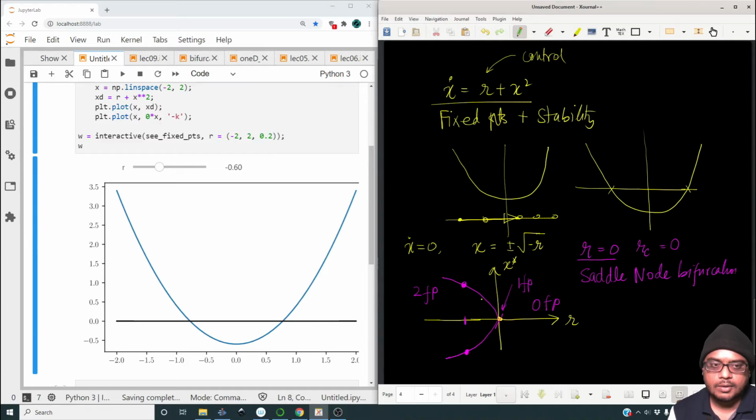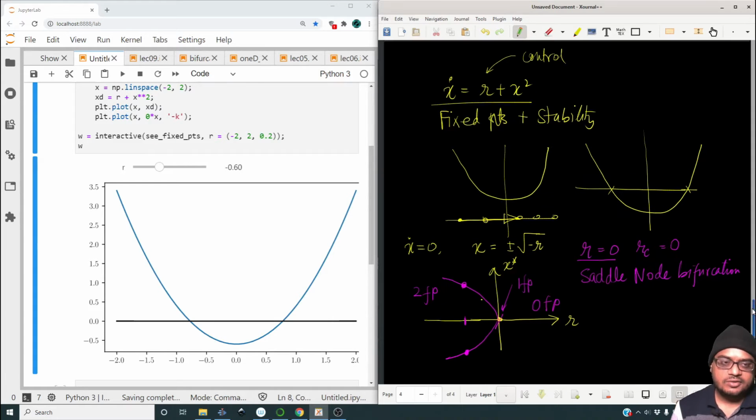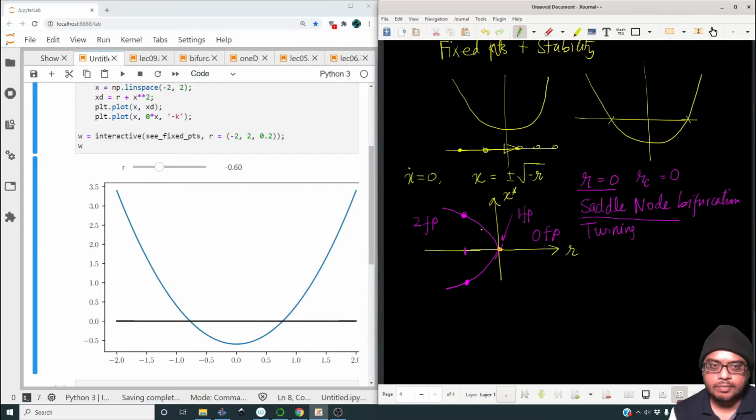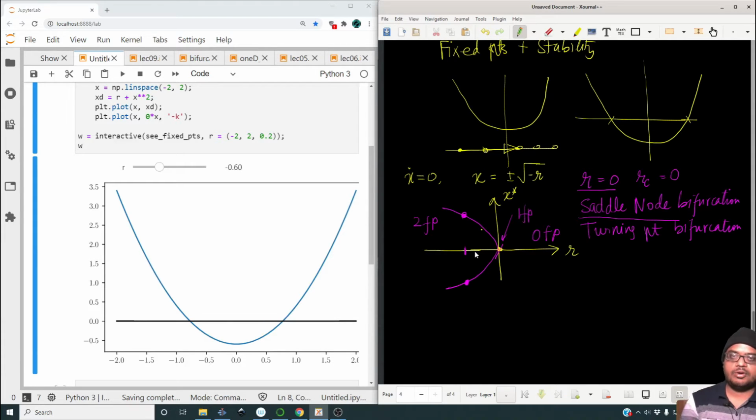And a saddle node bifurcation in this particular context makes no sense because saddle node bifurcation is more generally valid for phase portraits in 3 dimensions or bifurcation diagrams in 3 dimensions. So over here it is also called a turning point bifurcation. It's called a turning point because we will see why it's called a turning point.